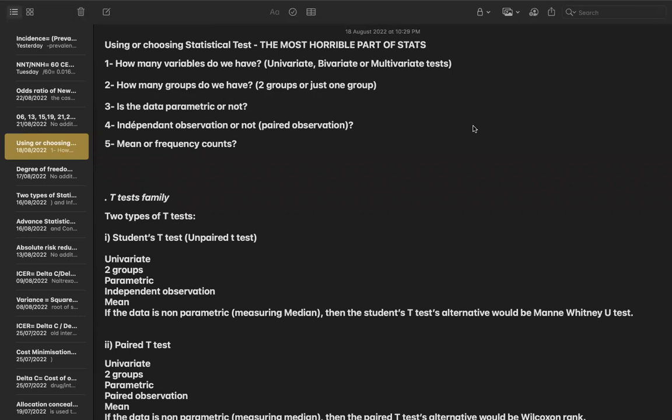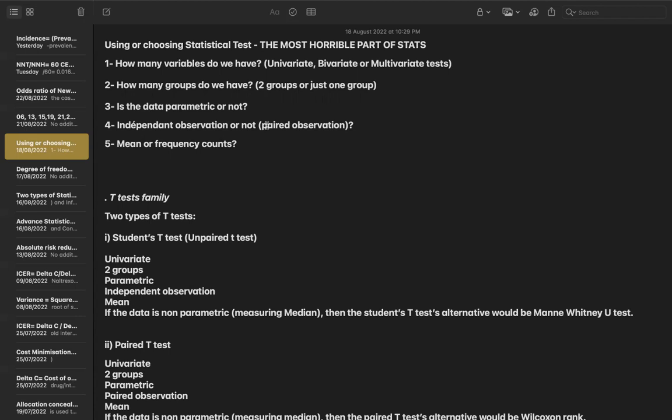Then we have the next question, which is how many groups do we have? Do we have just two groups or just one group? I'll explain the significance of this later on. Is the data parametric or not? This question is the most important one. If we have parametric data, then we will use a different test, and if the data is non-parametric, then we'll use a different test.